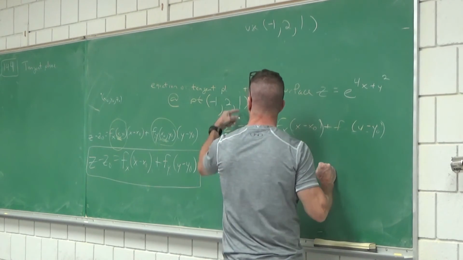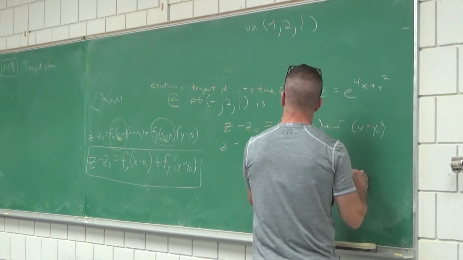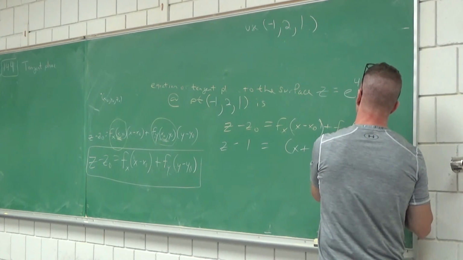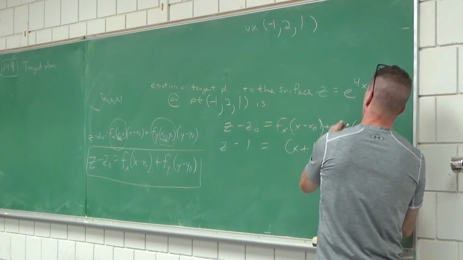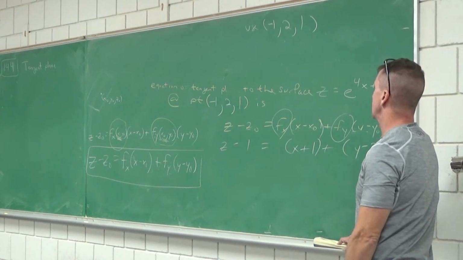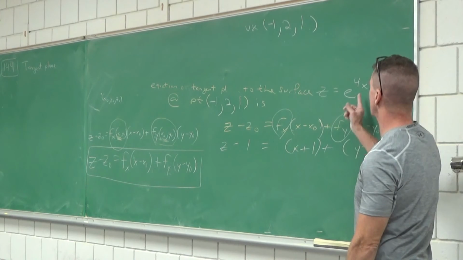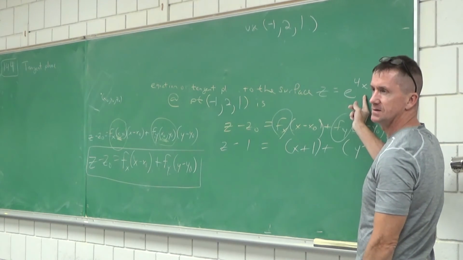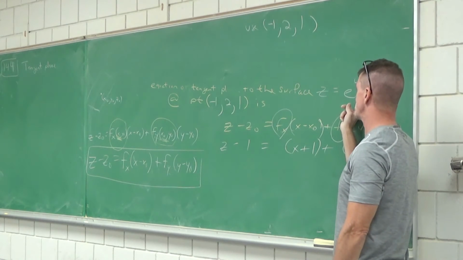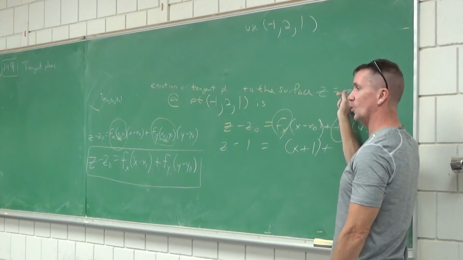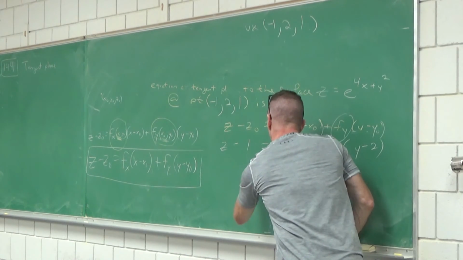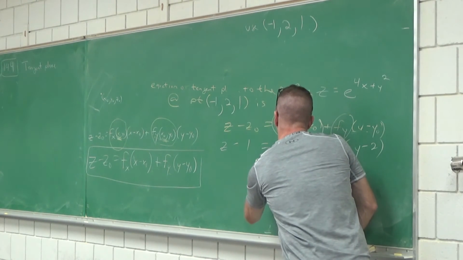It's pretty easy: z minus 1, x plus 1, right? y minus 2. What's Fy? And what's Fx? And then we'll plug in the points. So what's the derivative with respect to x? The partial derivative with respect to x. 4 times e to all this junk. Nice. 4 e to the 4x plus y squared.